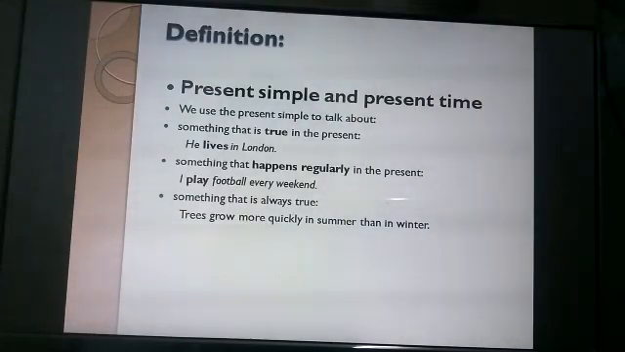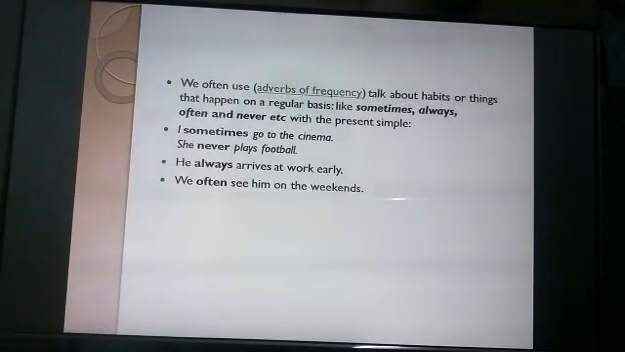The first situation is when something is true in the present, as the example is given, he lives in London, or something that happens regularly in the present, I play football every weekend, and something that is always true, either a scientific fact or a universal fact. Trees grow more quickly in summer than in winter.